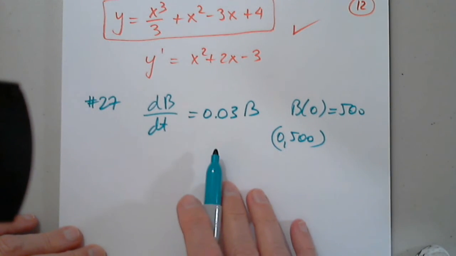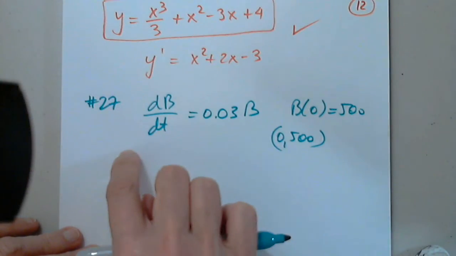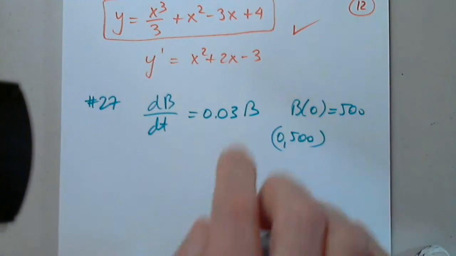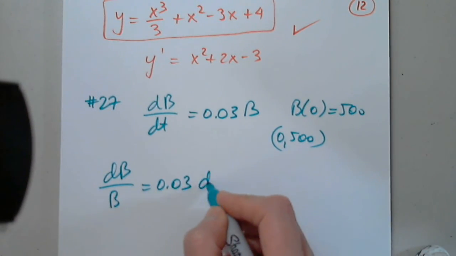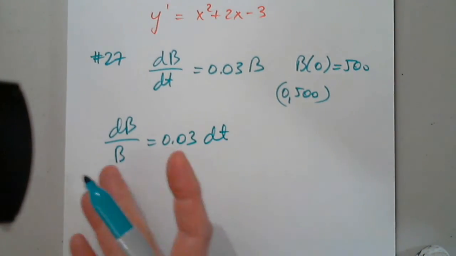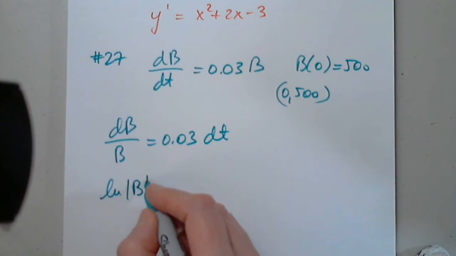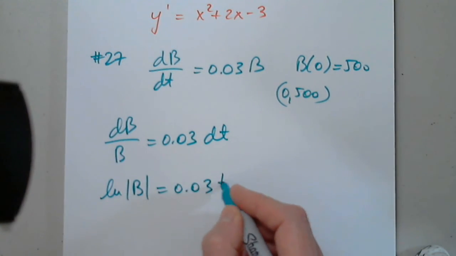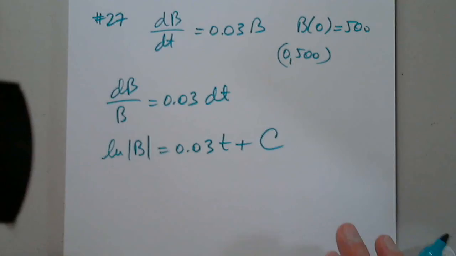We had a very similar example before with the v, exactly the same. I have b to come here, and I have dt to go over there. So db over b equals 0.03 dt. We know the rule now, so this is natural log of the absolute value of b equals 0.03 t plus a constant c. We've done this a minute ago, 5 minutes ago.